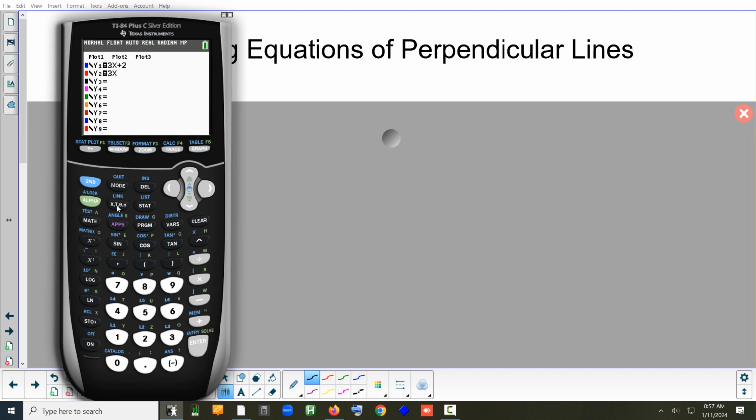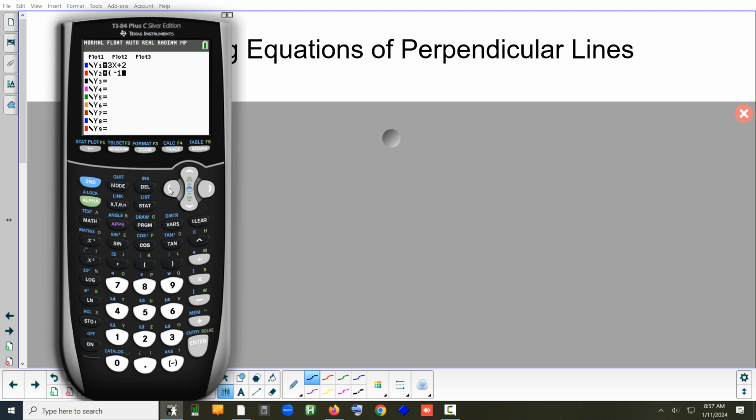3x minus 4. Perfect. So there's the line 3x plus 2, crosses the y-axis at 2. And there's the line 3x minus 4. It crosses at minus 4. But they're parallel. Okay? They don't cross because they have the same slope, different y-intercepts. Okay. What we're going to look at today is doing something like this.